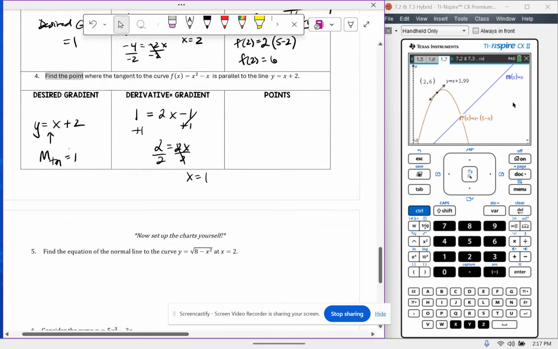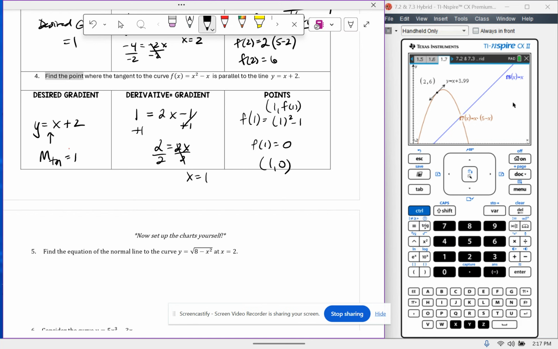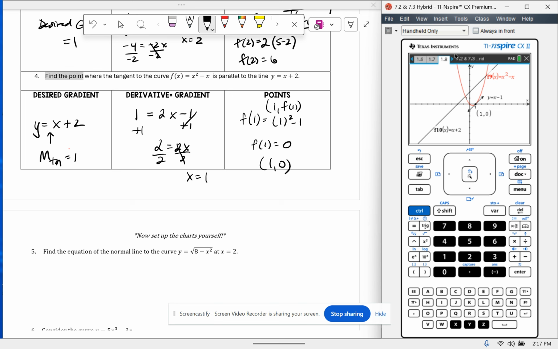Okay, so let's find the point on the original curve where that is happening. So I'm trying to find f of 1. I have f of 1 is equal to 1 squared minus 1. So now I have f of 1 is equal to 0. So the point is 1, 0. So let's look at that on the graph. Did I do this one? I did. Okay. So this was the original line that they gave us, y equals x plus 2. And then at 1, 0, is there a tangent line that has a slope of 1? Yes, there is. How fabulous.